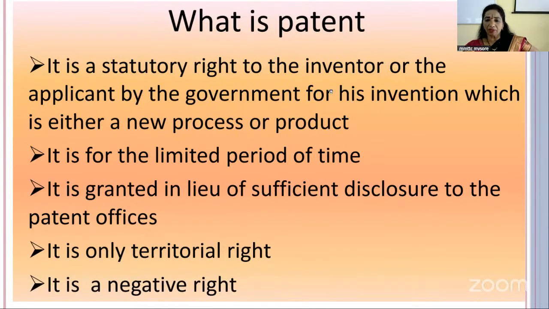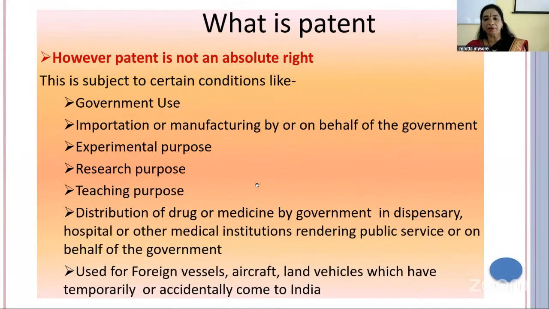It is for a limited period, and it is granted in lieu of sufficient disclosure to the patent offices. If I am coming out with some design or something, you will not get a patent very easily. There will be a committee, they will check it in the literature, and they will ask you for many explanations. Only after all these processes are you going to get your patent granted. It is only a territorial right, and it is a negative right. Any other person cannot sell whatever work you have made.